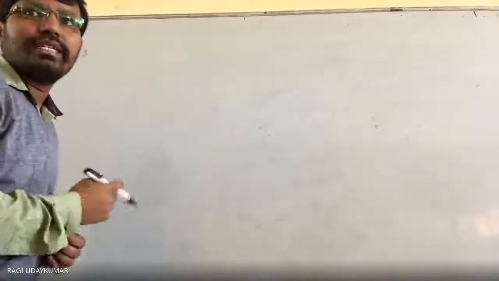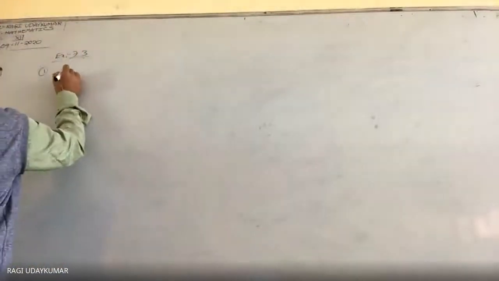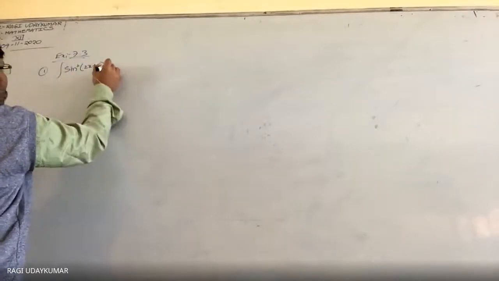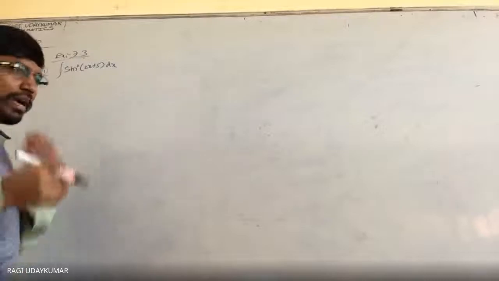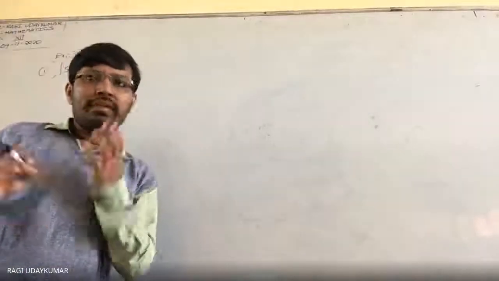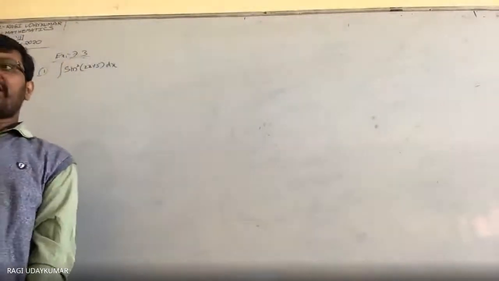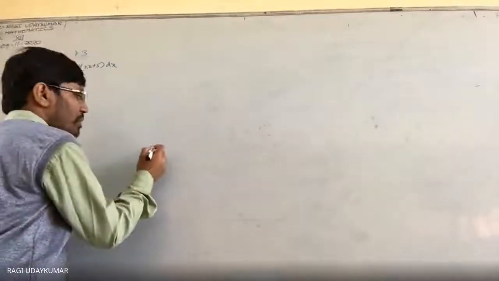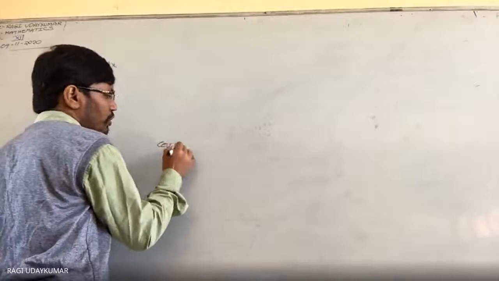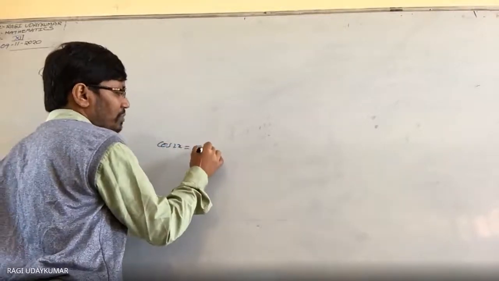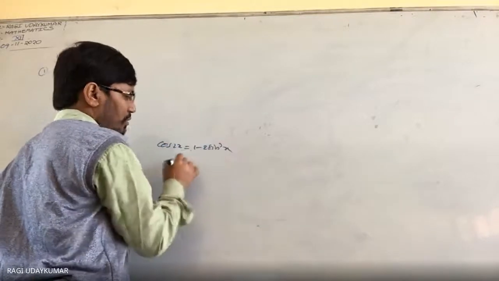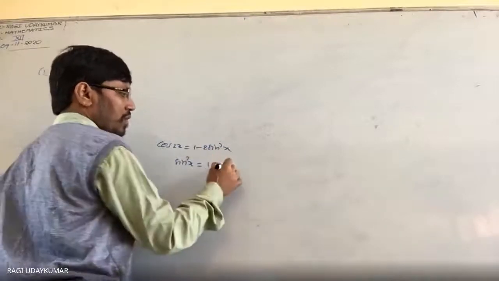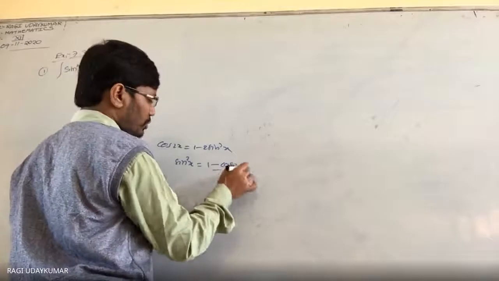The first question: integration of sine square (2x plus 5). Sine square directly you cannot integrate, so you have to write that not in the square form. You remember that cos 2x is equal to 1 minus 2 sine square x. So from this, sine square x is equal to (1 minus cos 2x) by 2. This we have to use.